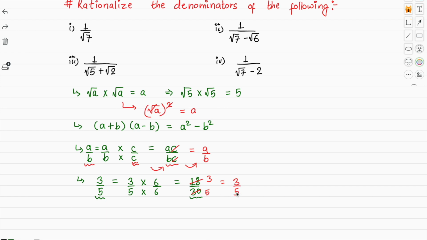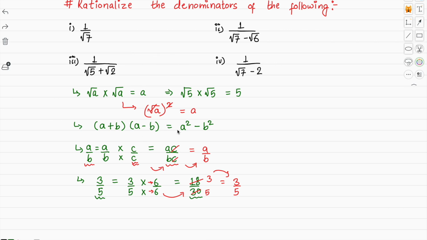is 3 by 5. So that's our third point that you need to know: we can multiply the numerator and the denominator by the same particular number, and we would still be able to get our original fraction, or what we would get by multiplying like this is an equivalent fraction, which is the same as our original fraction. So we can do this. This is the most important part, because in all of our 4 questions that we have here, we are going to multiply both the numerator and the denominators of these fractions to rationalize the denominators.